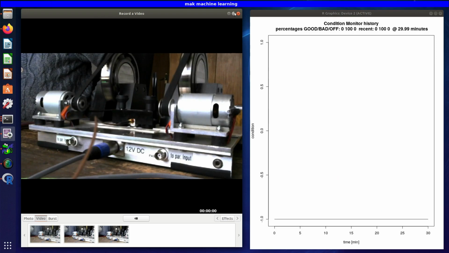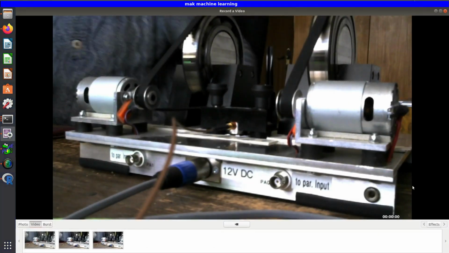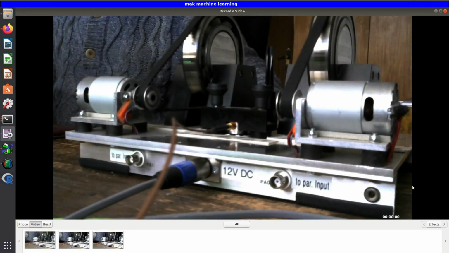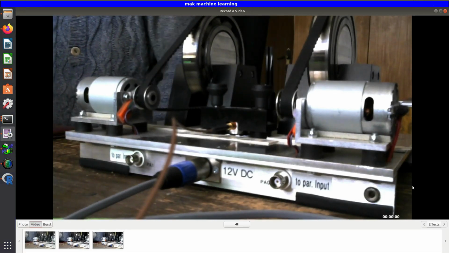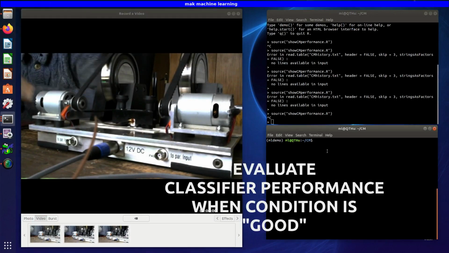Achieved condition monitor accuracy during 30 minutes is 100%. The classifier was error-free during 30 minutes. Next, let's evaluate the machine learning classifier accuracy, testing condition good for 30 minutes, after 30 minutes of training this condition.